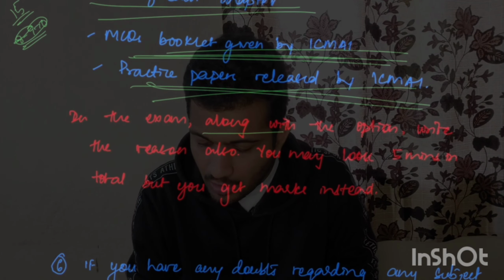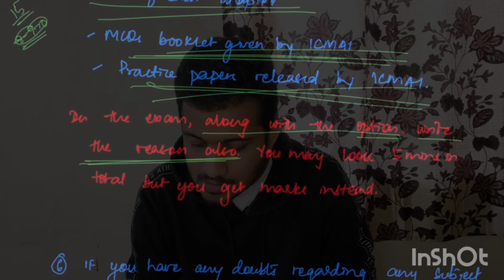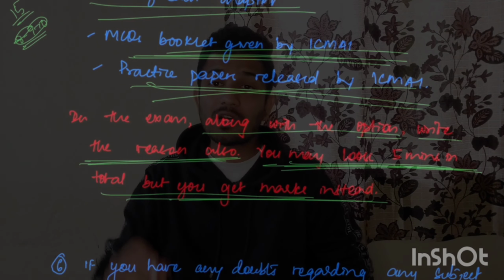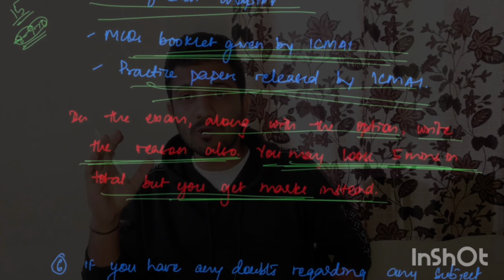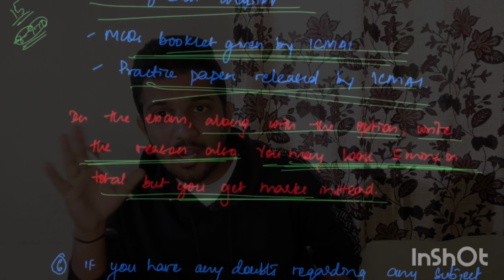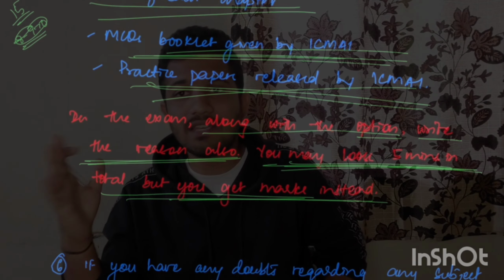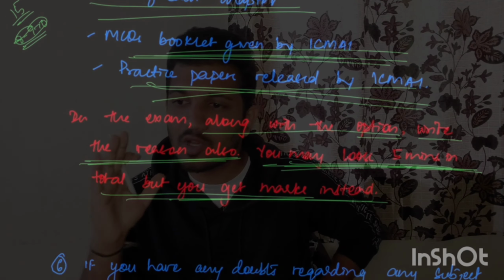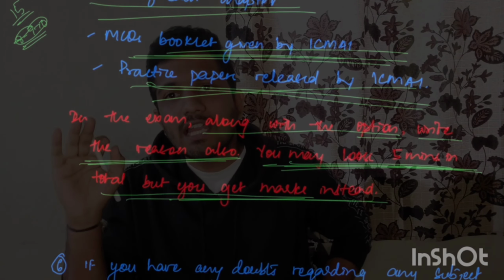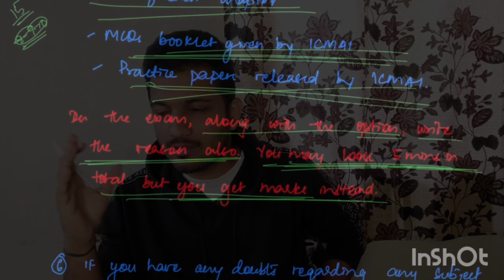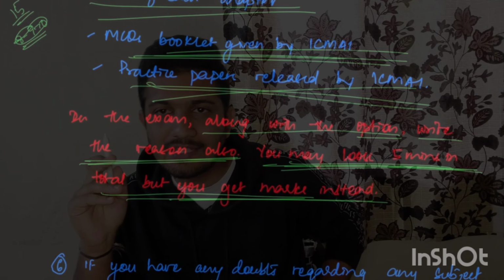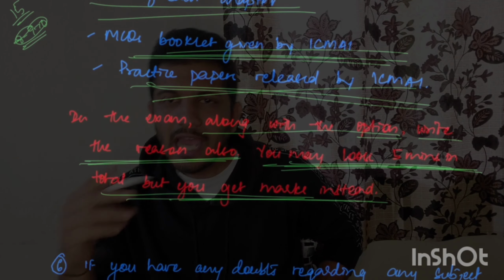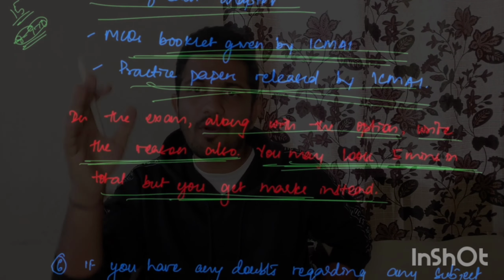In examination, along with the option, write the reason also. You might lose 5 minutes in total, but you can get the marks, because many faculty who propose writing only the option and not the reason, I think, some way or other are cheating you. Why? The reason is that you don't exactly know what ICAI wants, because nowhere has it been mentioned. Now if the examiner who is checking your answer sheet wants the reason there and you didn't write it, he'll give you only 1 mark, and you can't even point that out.